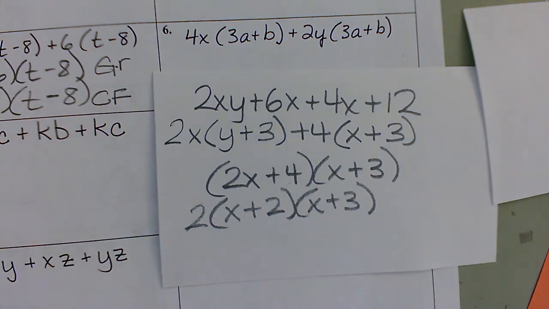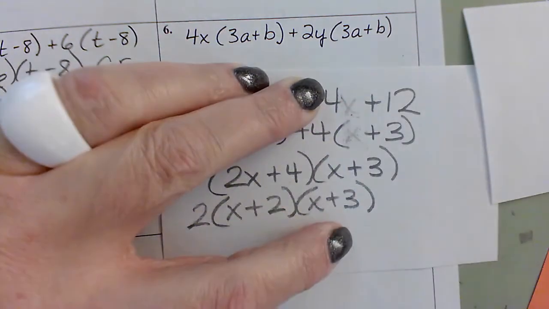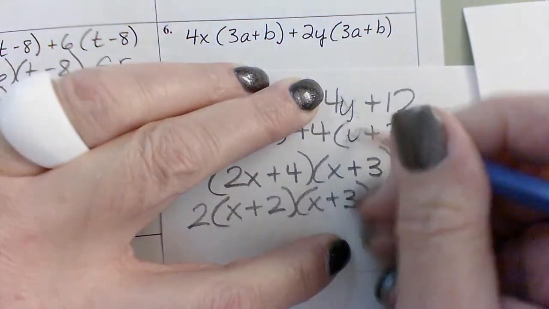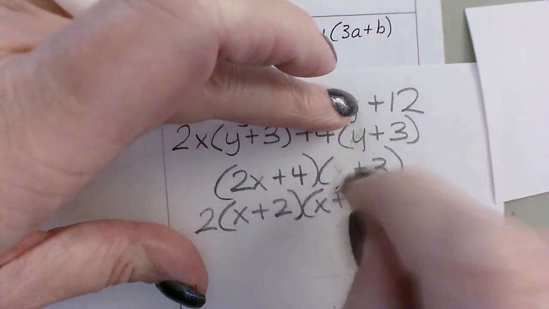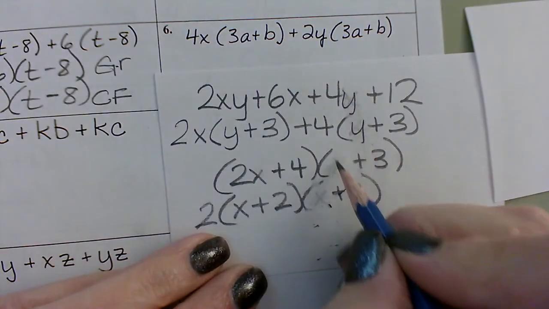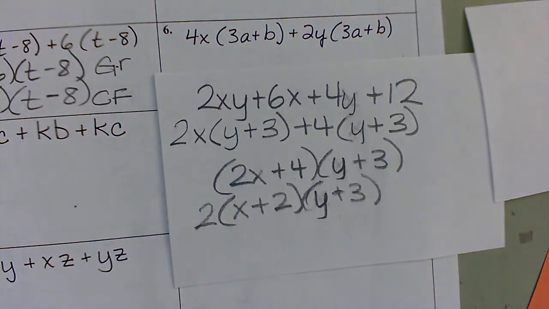Wait, why is there a y plus 3 and then an x plus 3? I just put the wrong variable. Yes, I did. This should have been a y. There we go. I had the wrong variable. Thank you.